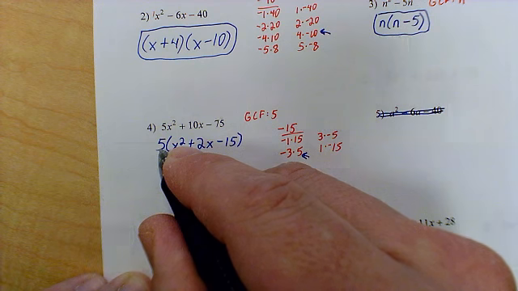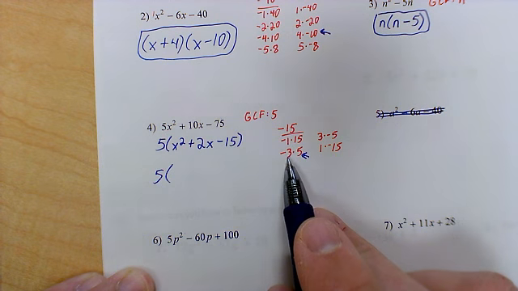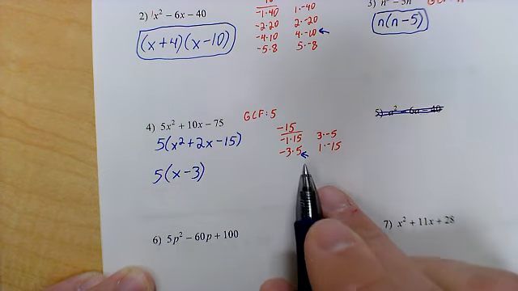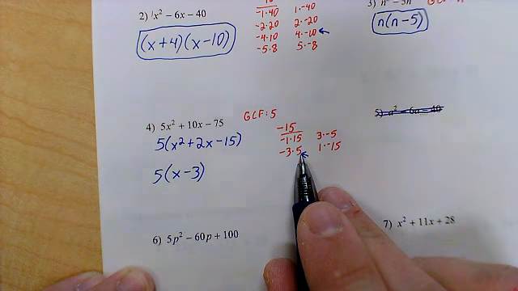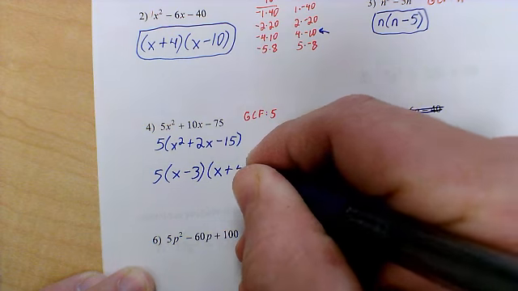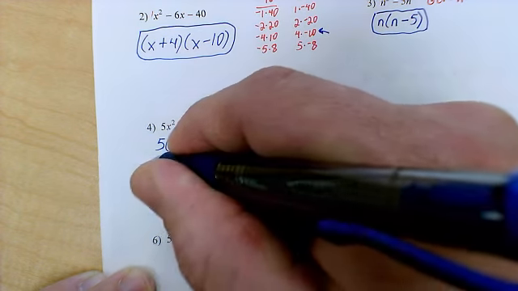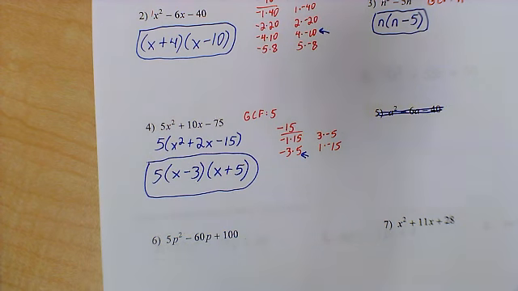I still have my GCF of 5 times. I would now have x minus 3 times x plus 5. And there's my final answer. There are 3 factors on this problem actually.